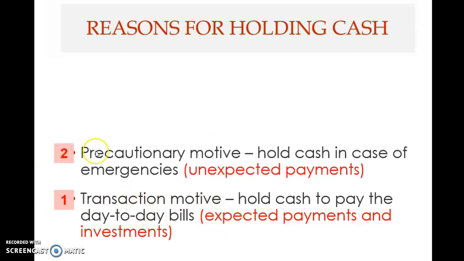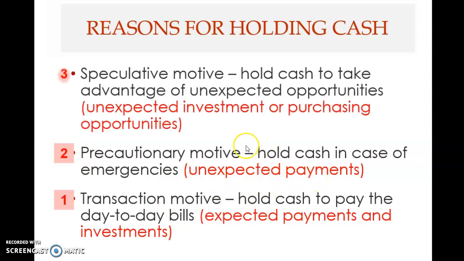The second most important reason for holding cash is precautionary motive. This is for unexpected payments. You hold cash in case of emergencies. If there are payments that become due unexpectedly, then you hold this cash for that purpose. This is the precautionary motive, and this is the second most important. The first one covers expected payments, the second one covers unexpected payments.